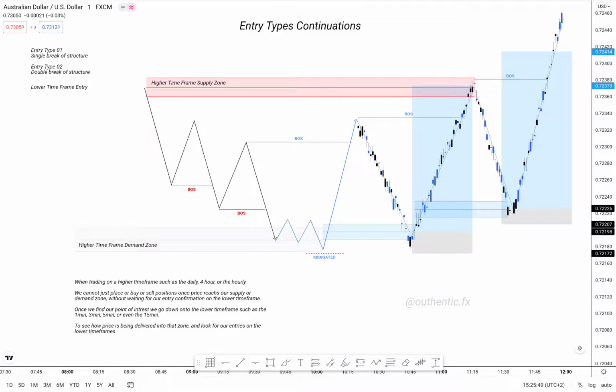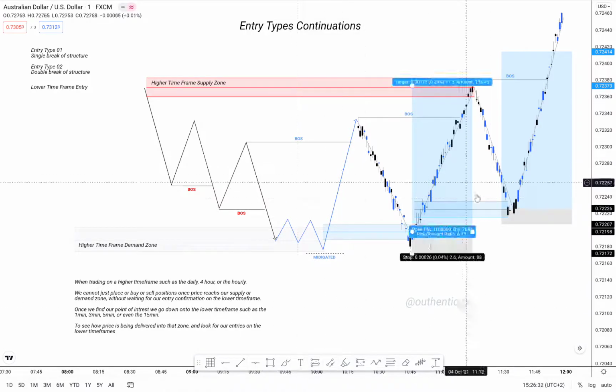The two types of entry type continuation structures that I like using are the single break of structure and double break of structure, right? This is normally found on your lower time frame. You'll find your point of interest on the 1 hour, 4 hour, or even daily, and once that point of interest has been identified, you will then find price channeling into that demand or supply zone. Then we move down to the lower time frame, such as the 15, 5, 3 minute, 1 minute, even 30 seconds, guys.